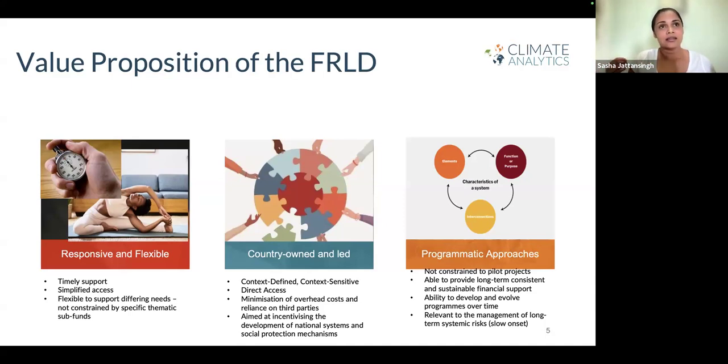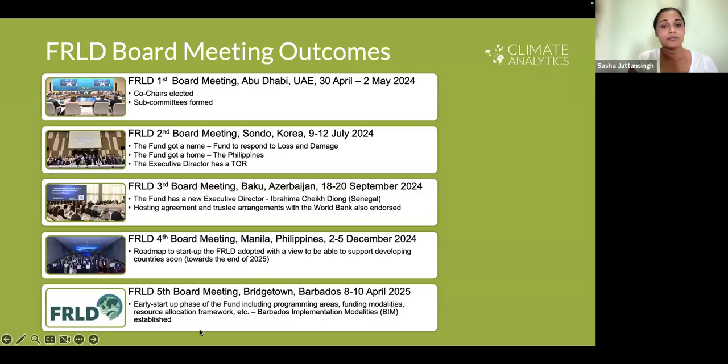And this is something that I think for climate philanthropy and for the Caribbean we should start thinking about really critically. Move away from these pilot projects and project approach to something that's more long-term. So we have a more programmatic type approach in climate finance. And these are just some of the meeting outcomes for the board, and I won't go into too much detail, but just to note that at the 5th board meeting, which happened in Barbados in April this year, the early startup phase of the fund was actually established.